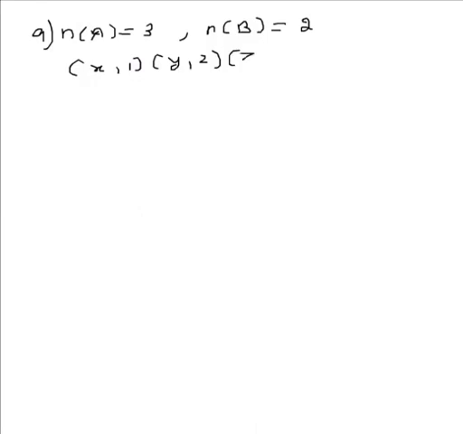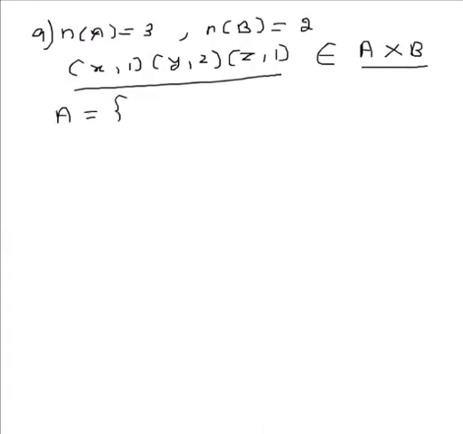Question 9. A and B are two sets such that n of A is equal to 3 and n of B is equal to 2. If (x, 1), (y, 2), (z, 1) are in A cross B, find A and B, where x, y and z are distinct elements. We know that when ordered pairs are taken from the Cartesian product of two sets, the first elements belong to the first set A, the second elements belong to the second set B.